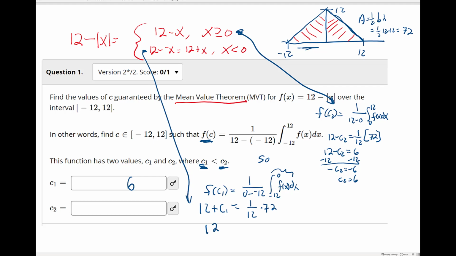So 12 plus c1 equals 6. Subtracting 12 from both sides, I kind of ran out of space down here, c1 must be negative 6. And that's how we get the c1 and the c2.